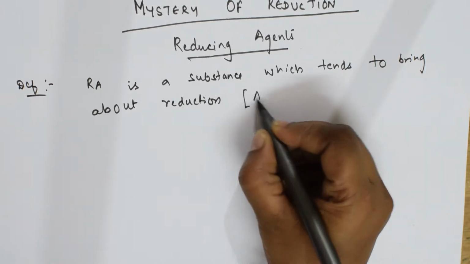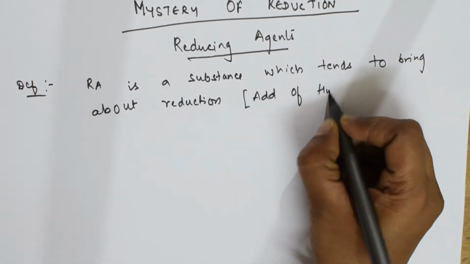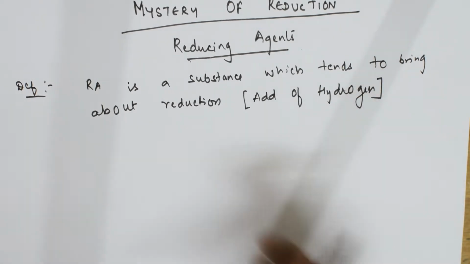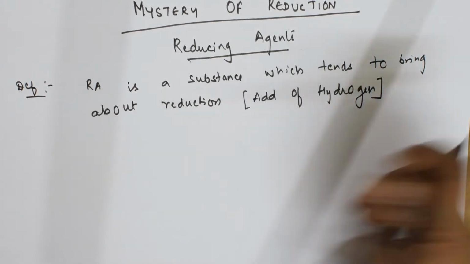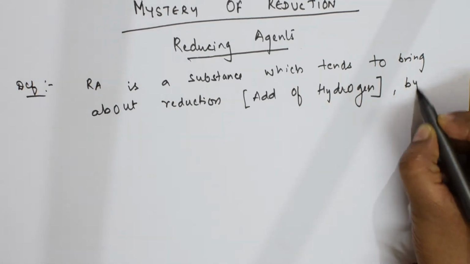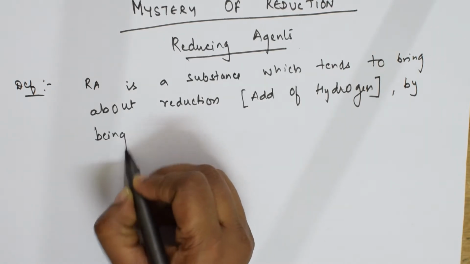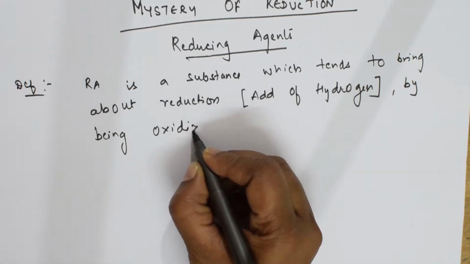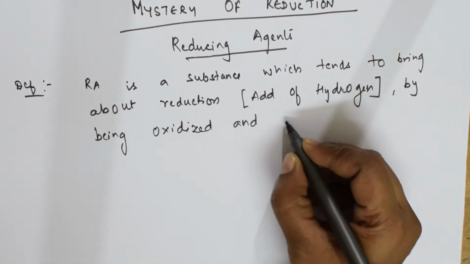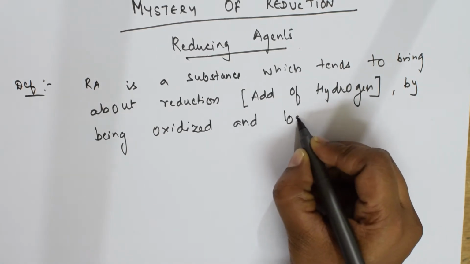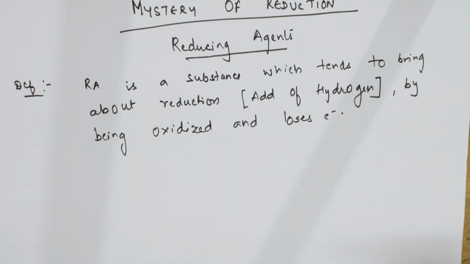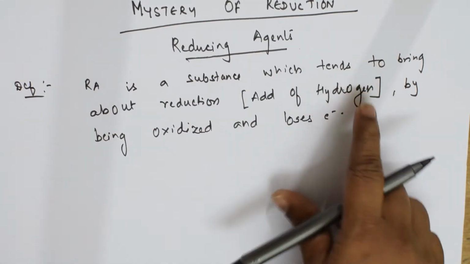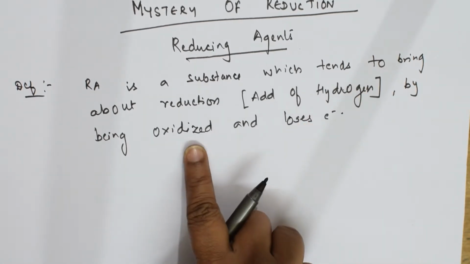Reduction is nothing but addition of hydrogen, correct? We are going to add hydrogen. During this process of addition, the reducing agent gets oxidized, and it also loses electrons. Done, students? So I have got one idea: whenever a reducing agent is there, it's going to add hydrogen, and during this process it gets oxidized and loses electrons.